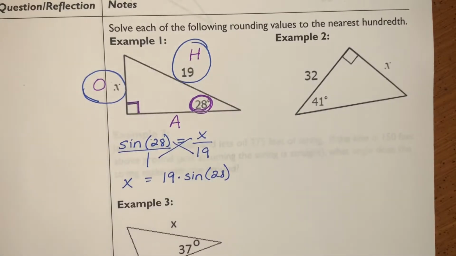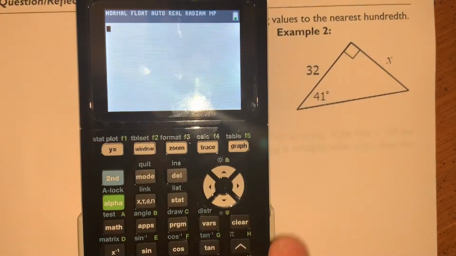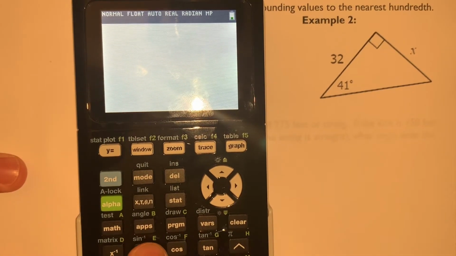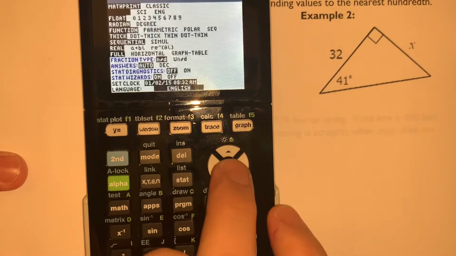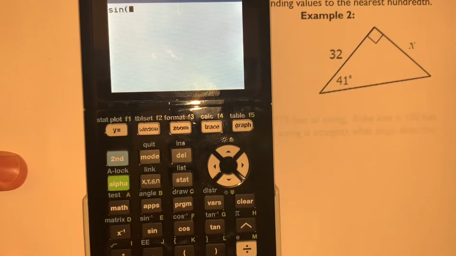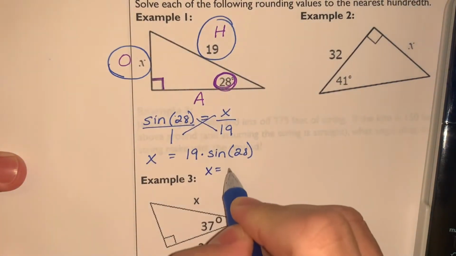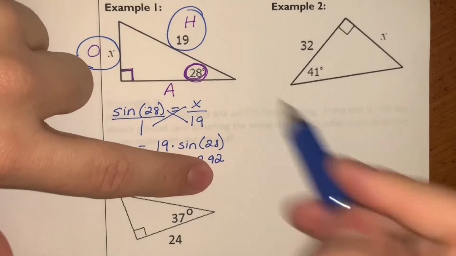And this is where the calculator comes in handy. Now, I'm at home right now, and this is the only calculator I have, so it's a little bit fancier than what you're used to, but it's the same thing. I'm going to take the sine of 28 degrees. Wait, hold on. Let me make sure I'm in degree mode. Sorry. Let me go back. So it's going to be sine of 28 degrees, that number, times 19. And that gives me 8.92. So x is equal to 8.92. All right. And it's pretty much a similar setup right here.